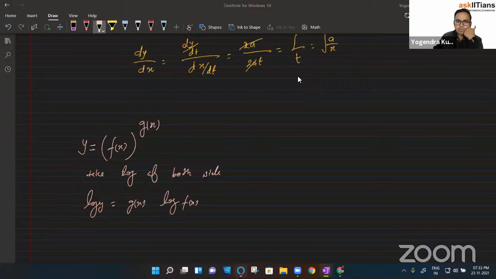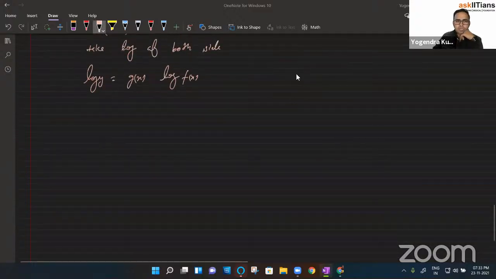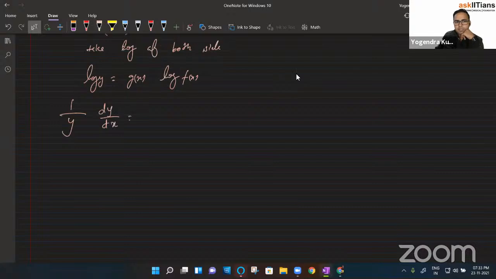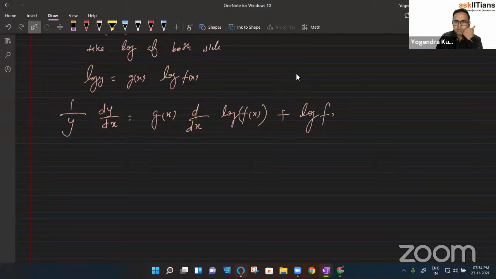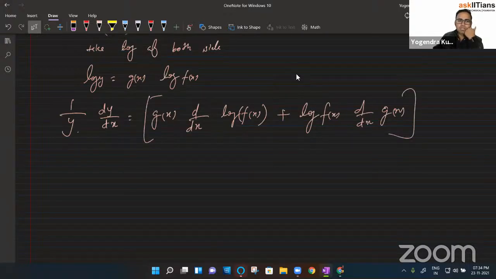Now differentiate both sides. Function raised to function, we need to do this way. Differentiate now both sides. 1 by y dy by dx is equal to g of x into the differentiation of this, plus log of f of x into the differentiation of g of x. This is what you need to multiply by y further, so finally y will be multiplied.